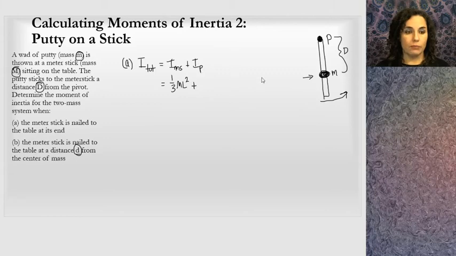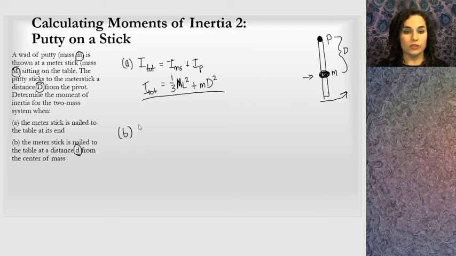And then the putty here, I'm going to note, is a point mass. It's not an extended object. It's not anything rolling or rotating or anything. It's just a point mass. And the moment of inertia for a point mass is m times r squared. And in this situation, the radius from the pivot point to that point mass is the distance D they give us. And so this is a big M, and that's a little m. And that would be our total moment of inertia for this situation, for part A.